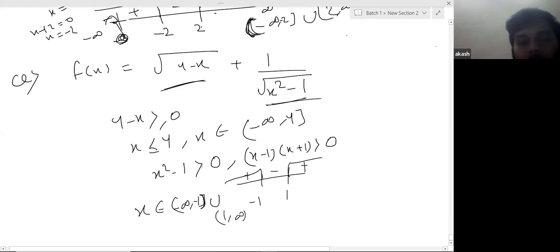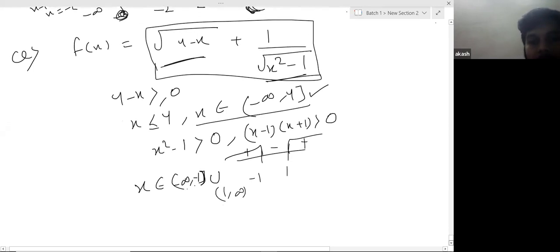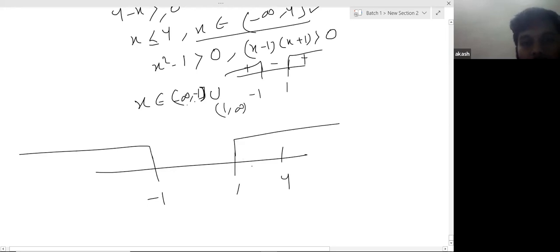Now see, we have two values. One is saying x belongs to minus infinity to 4. The other is saying minus infinity to minus 1 union 1 to infinity. This is a single function, right? So we have to take the common part of them. How to choose that? Draw the number line again. Minus 1, 1, this is 4. One is saying minus infinity to minus 1 and 1 to infinity.